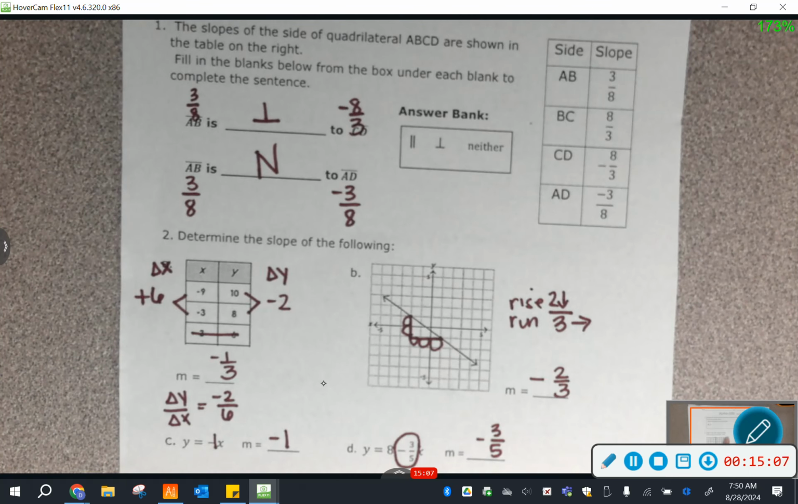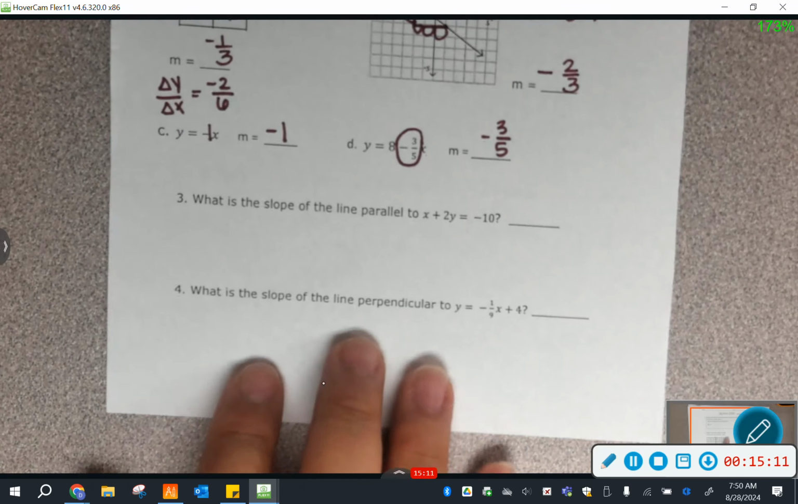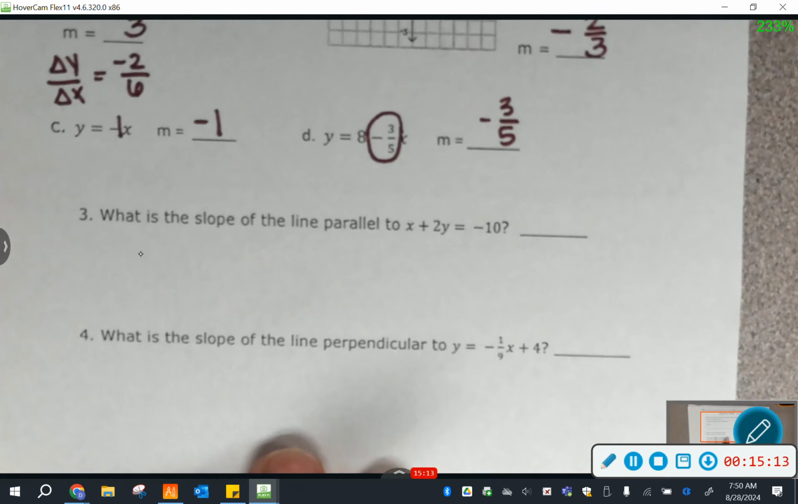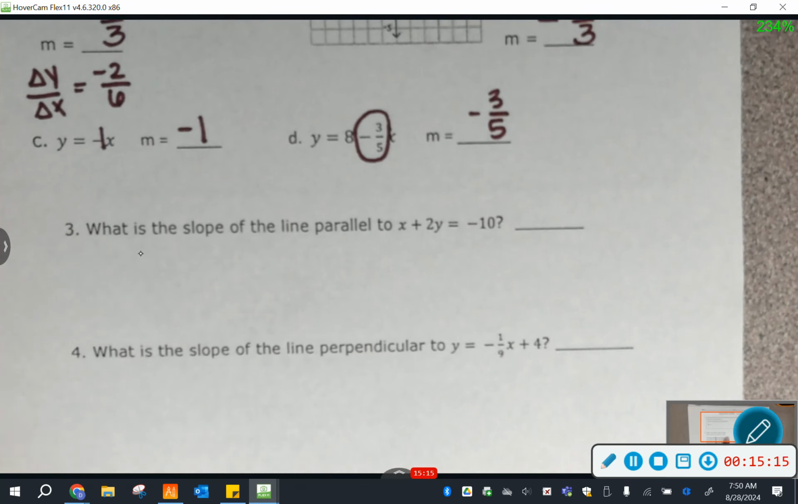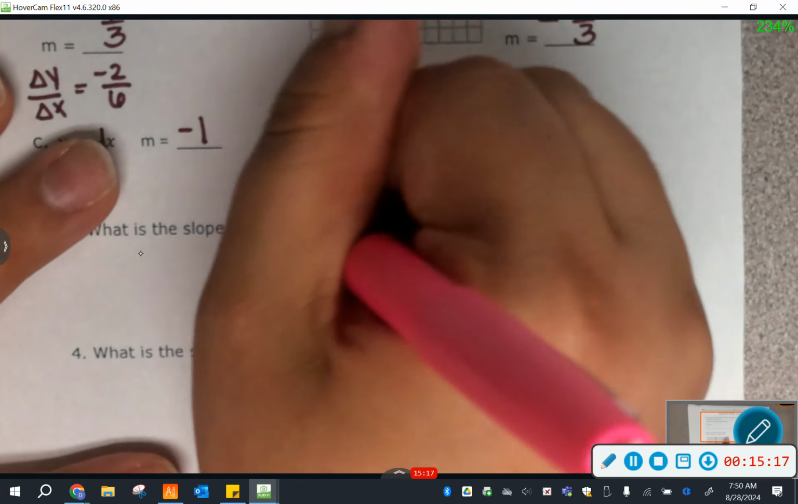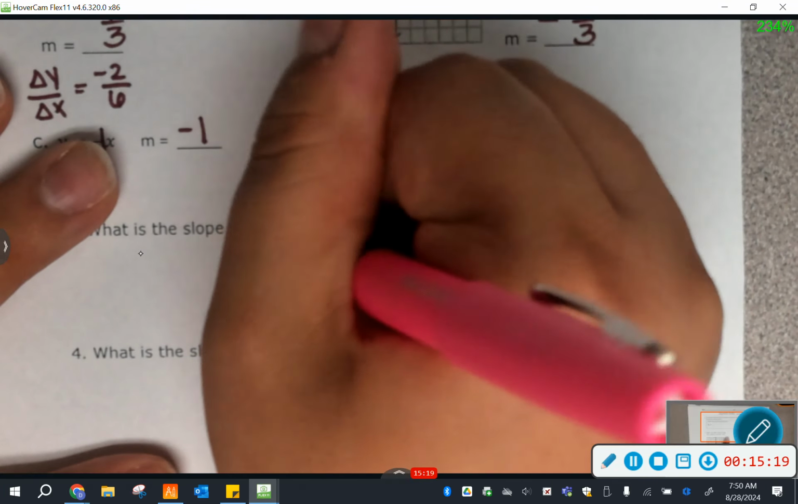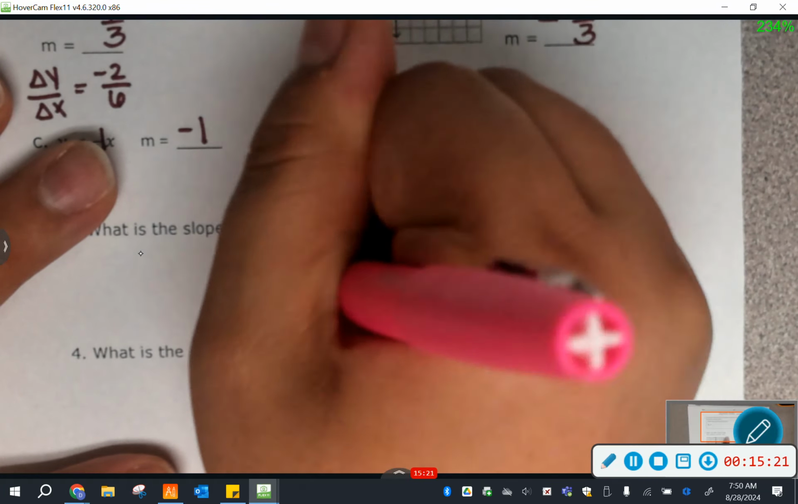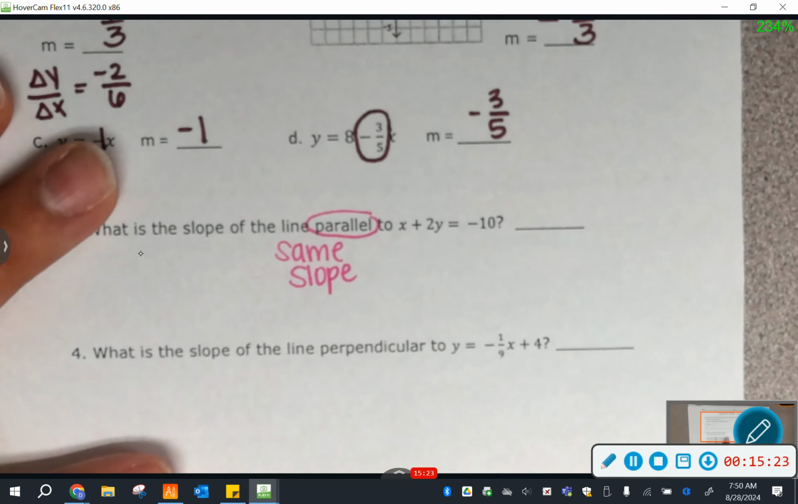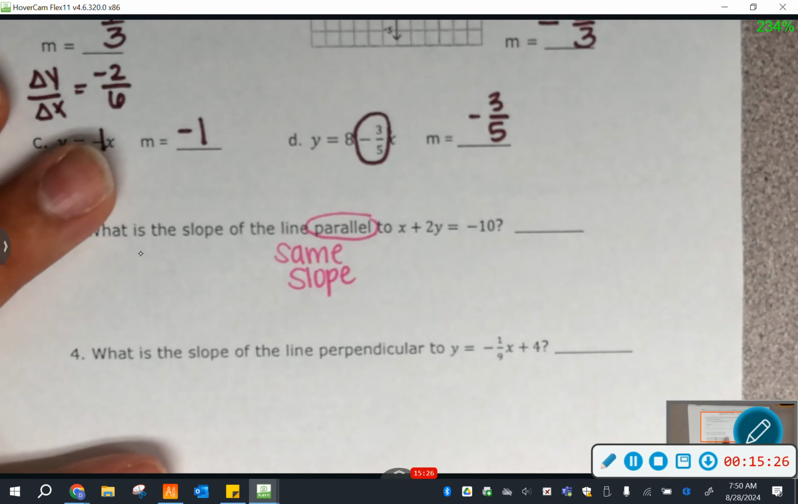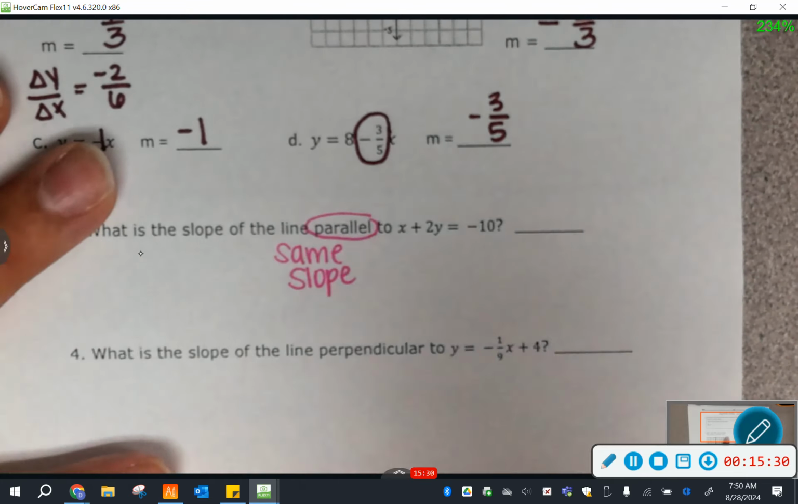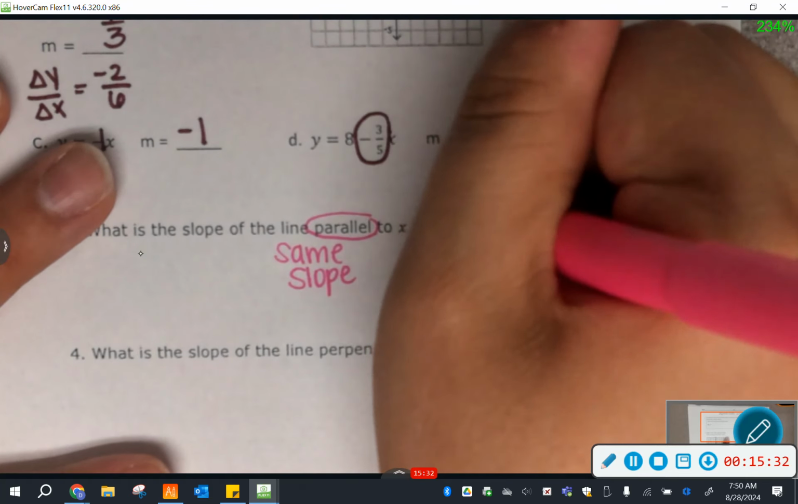I keep next. All right, next section is about parallel. What is the slope of the line parallel? What do I write when I see parallel? Same slope. Same slope. Y'all, writing same slope is showing work. And when you show work, I can give you partial credit, even if it's multiple choice. So make sure you are showing work.